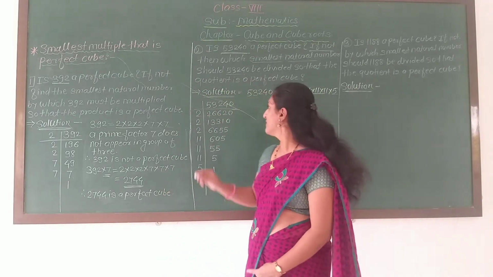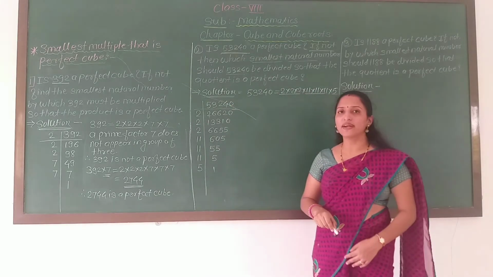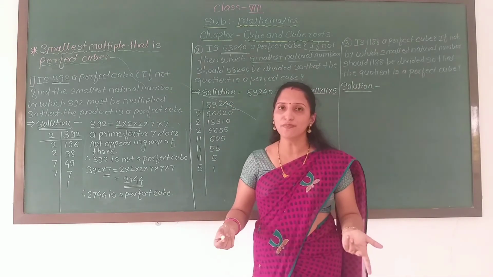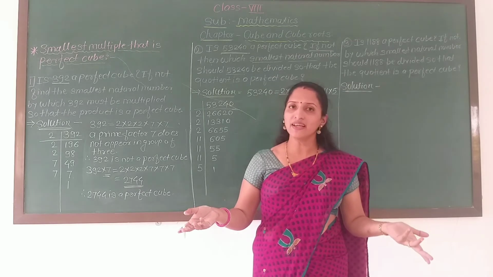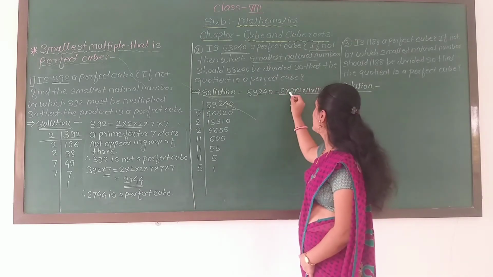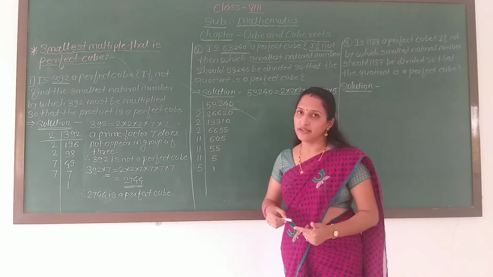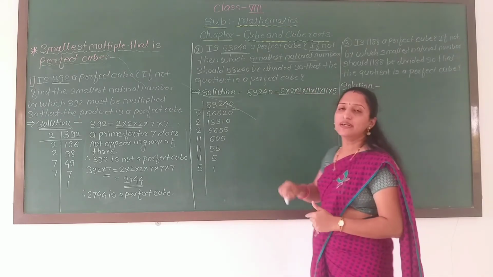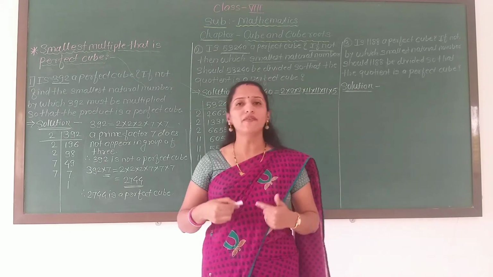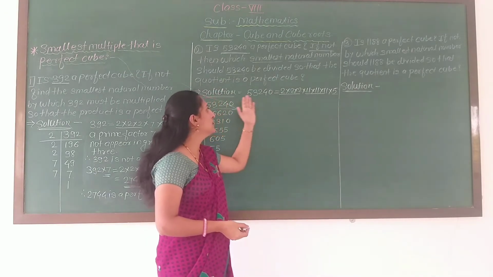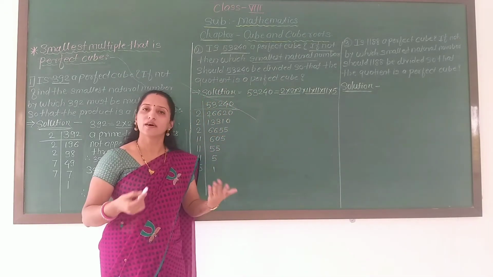So is the number 53,240 a perfect cube? No. Why? Since prime factors 2 and 11 appear in groups of 3, but the prime factor 5 does not appear in a group of 3.